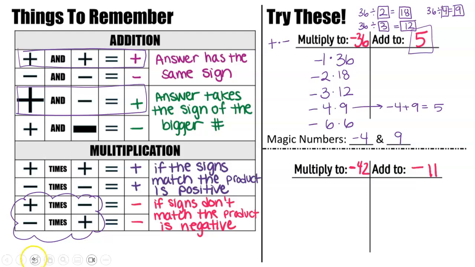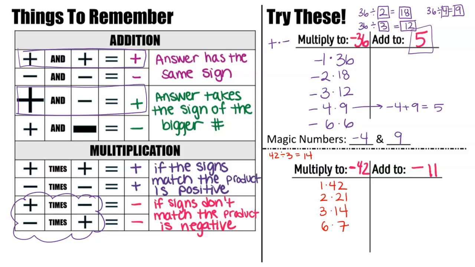Okay, let's look at the last one, which is multiplying to a -42. Again, I'm going to think of all of my factor pairs. 1 times 42, 2 times 21. One that a lot of people aren't sure about is 3, which actually gives us 14. So 3 times 14 gives me 42. 4 does not work, 5 does not work, but 6 does work. And if you're not sure if it works or not, you can always type it into your calculator using division.